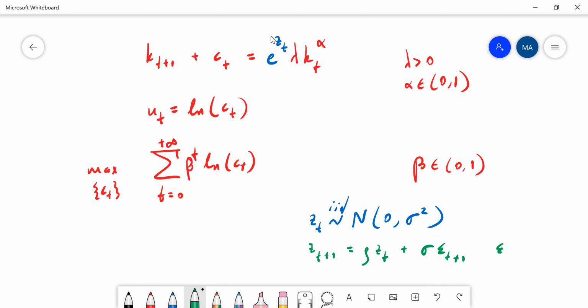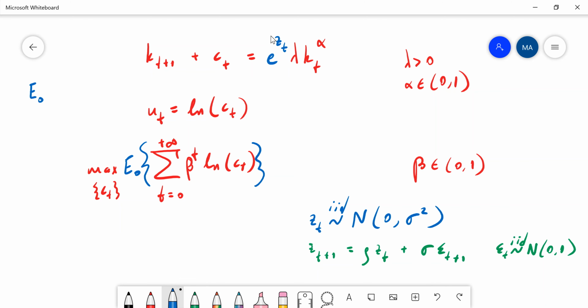Okay, now epsilon t would be a standard normal variable. Obviously, if rho is equal to 0, they are the same. But once we introduce the stochastic element here, then the problem must be written in this way. Okay, so E0 here is the expectation operator.